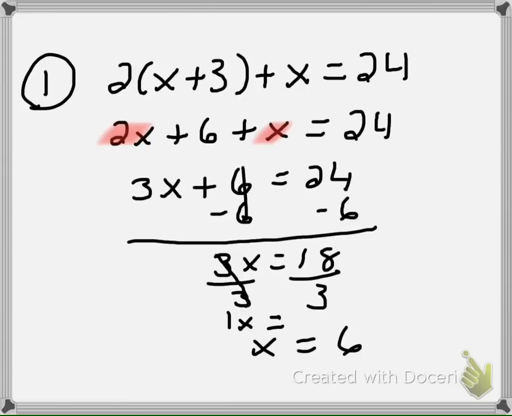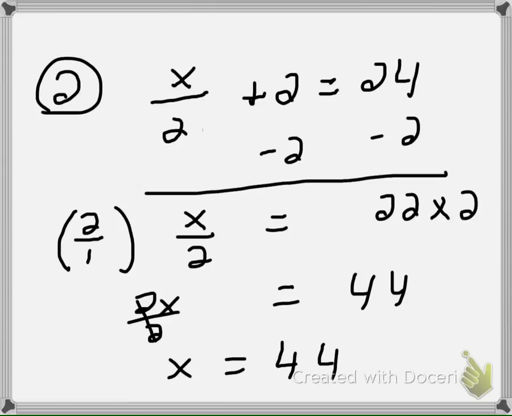Problem number 2. My equation is x divided by 2, plus 2, equals 24. Jot that down. Now, do you see any simplifying? Do you have to distribute in this case, or do you have to combine like terms?